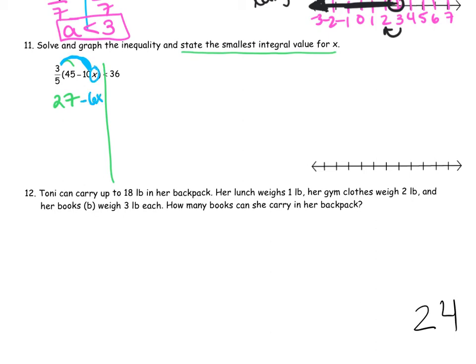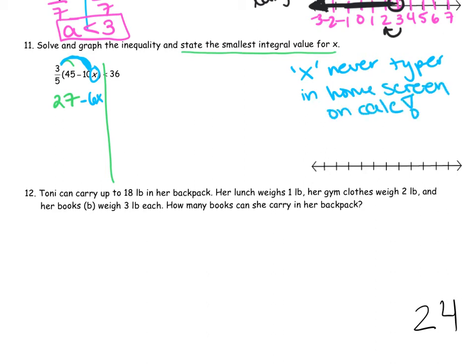Because remember, x does not go in the home screen. We'll even write that. X never type in the home screen on calc. Okay. Oop, I wrote typer. Never type. Okay. And we have this is less than 36. We want to start to get x by itself, so I'm going to subtract that 27 on both sides using the subtraction property of equality. And 36 minus 27 is 9. And I have negative 6x is less than 9.